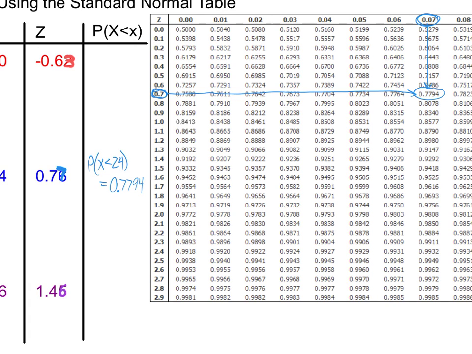All right, this bottom one here, 1.46. I'm going to come to the 1.4, and then I need 6 hundredths. So I'm going to come over here, and then down here, and the probability that x is less than 26 equals 0.9279.